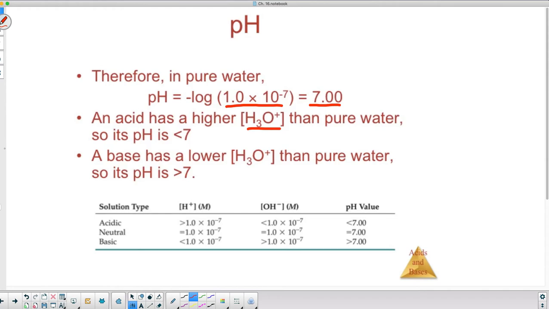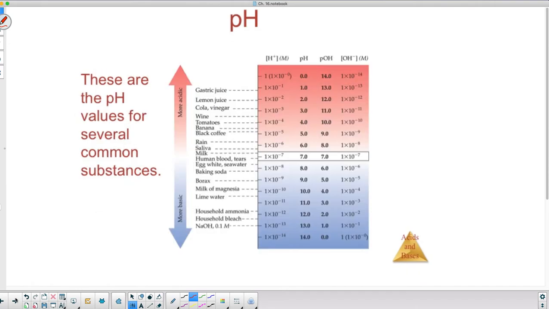So a base has a lower H3O+, hydronium ion concentration, than pure water, so its pH is greater than 7, because remember we're talking about mostly this part here. So you can take a look at this. For an acid, the pH means that this value for a base is much less, which means that we have a value that's much less than 7. Neutral is when they're both the same, and basic is when this one is much less than this one, and our pH is then higher than 7. Okay, it just takes some getting used to.